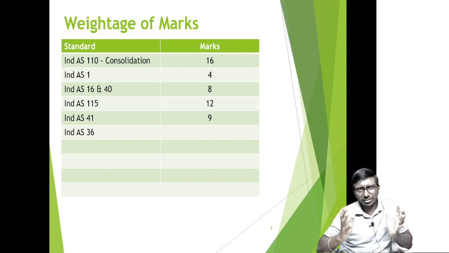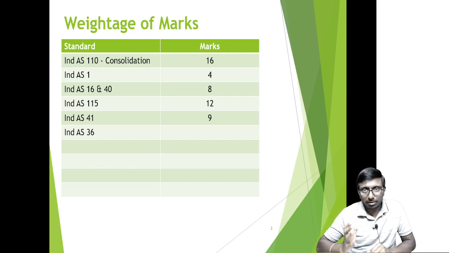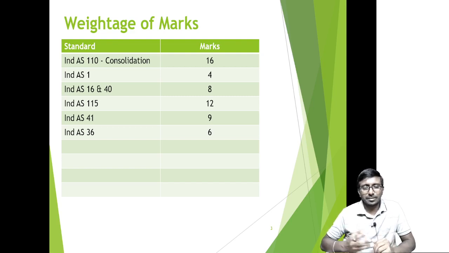It is straightforward, my dear. It is not something great. If you know the concept of reversal of impairment loss, you will find it very easy. The concept itself is easy, not tricky. That's all. And that's why, obviously, because it was not tricky, they asked it for only 6 marks.